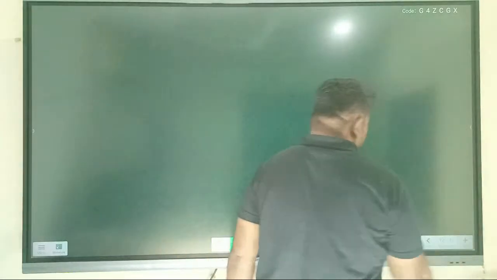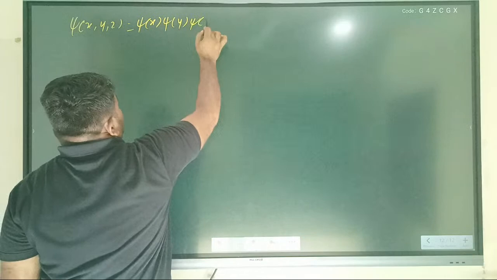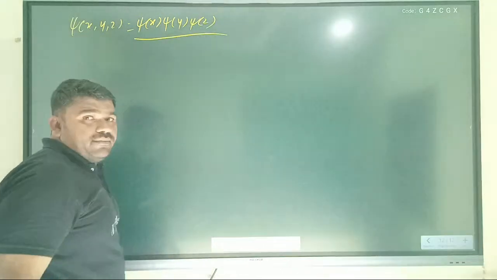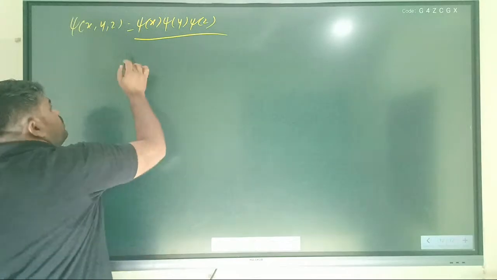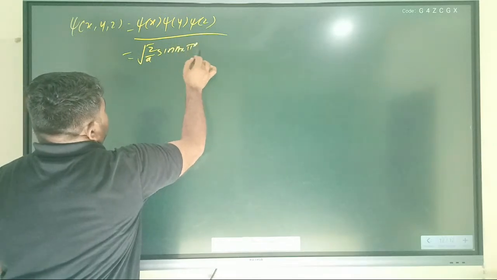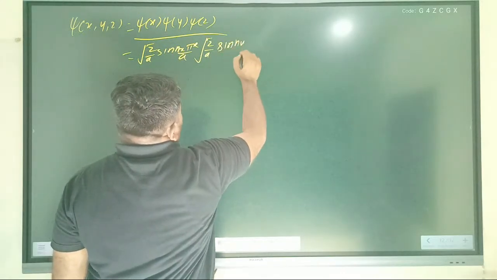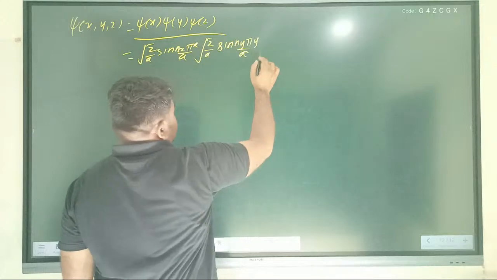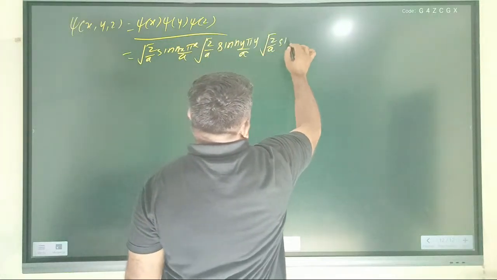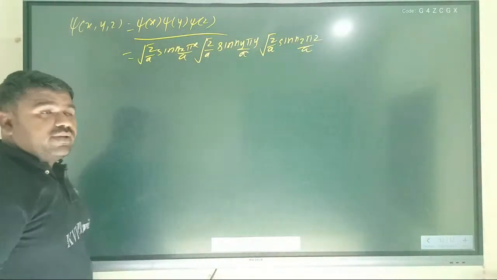Clear? Now the wave function for the 3D case is multiplicative. Psi of x comma y comma z can be written as psi of x into psi of y into psi of z. Yes or no? Because this is the multiplicative nature. हमें तो पता होता है कि what is the value of psi of x? Psi of x means root 2 upon a into sin nx pi x upon a. y के लिए root 2 upon a into sin ny pi y upon a, into z के लिए root 2 upon a into sin nz pi z upon a. Clear? This is the wave function for the x, y, z or 3D case.